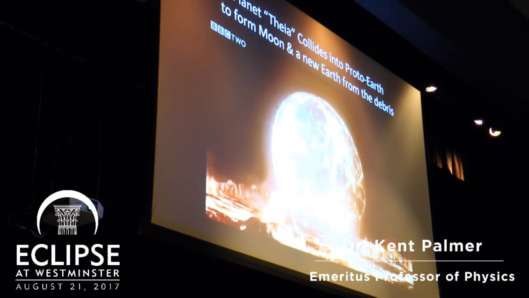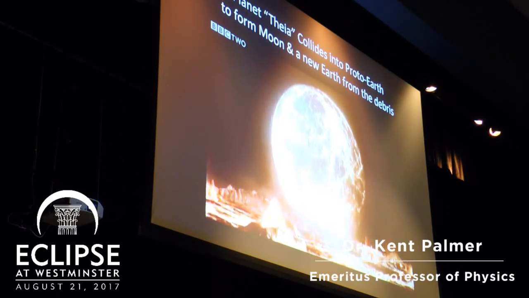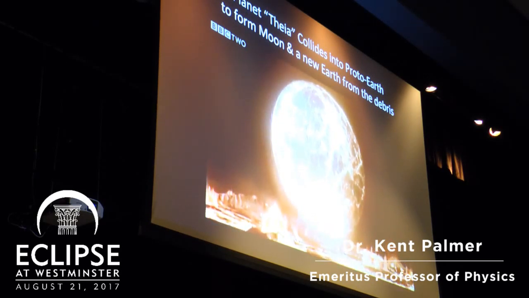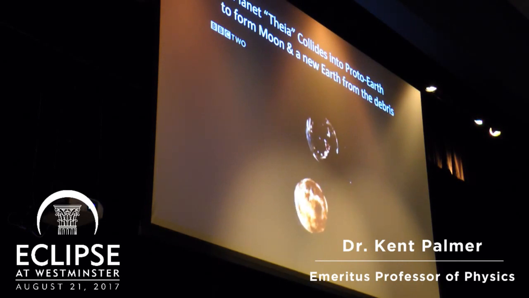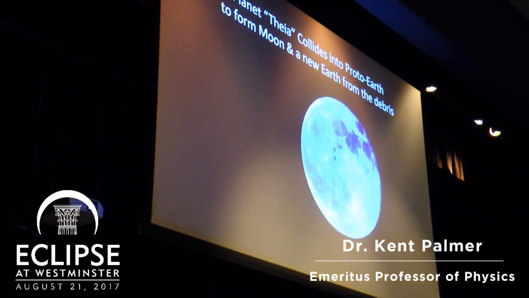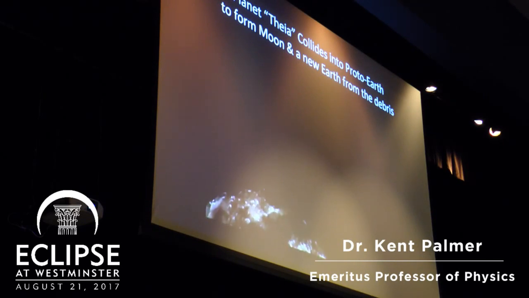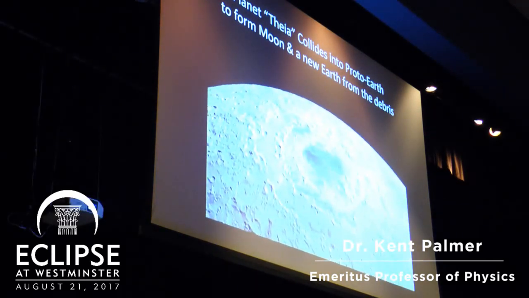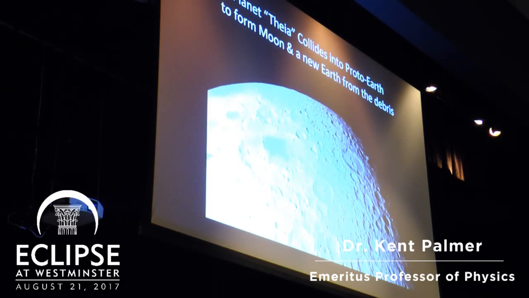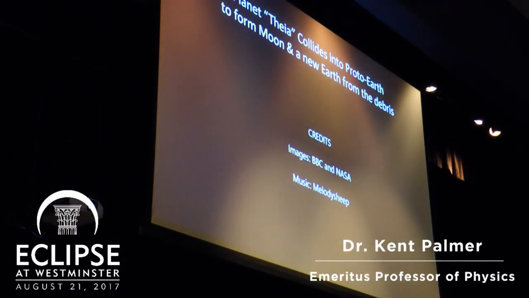And as we were on the hot surface of the moon, or the Earth rather, this would be what we would see as a moonrise. Eventually it cooled off until there was a bombardment of asteroids which produced the craters on the moon.